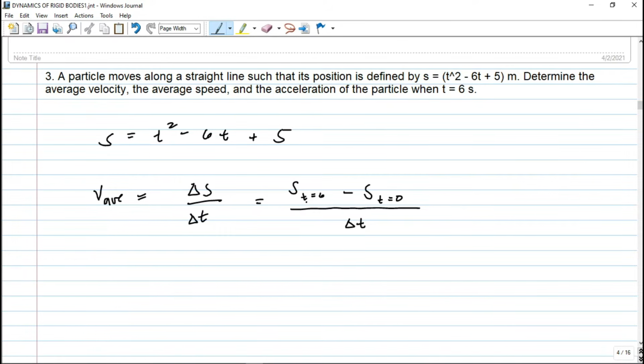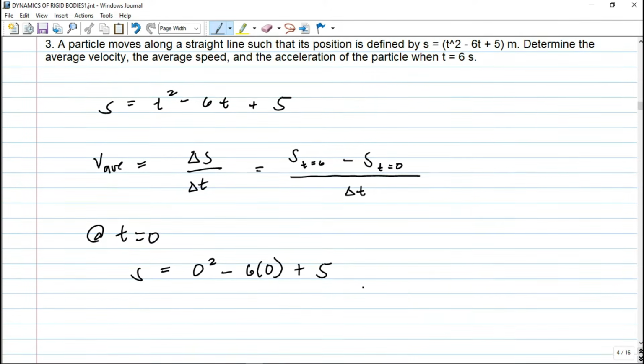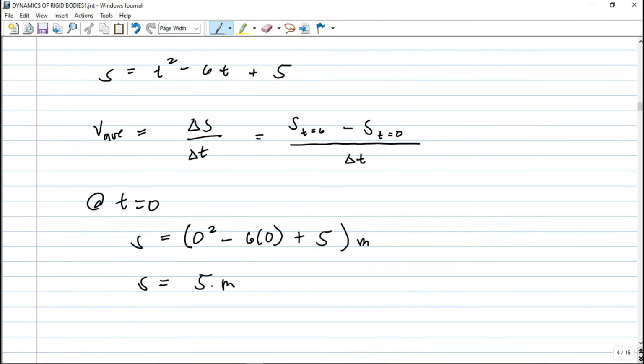So let's find the position of the body when the time is 0 and 6 seconds. At time equals 0, what is S? We have S is equal to 0 squared minus 6 times 0, plus 5, in meters. So S is equal to 5 meters. This is the position at time 0.